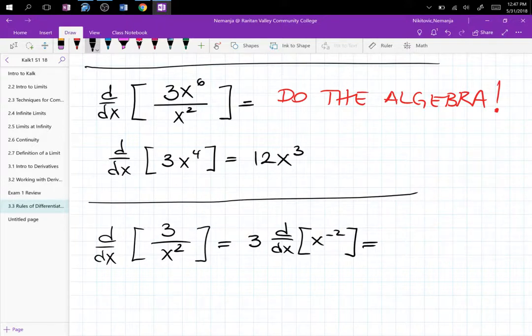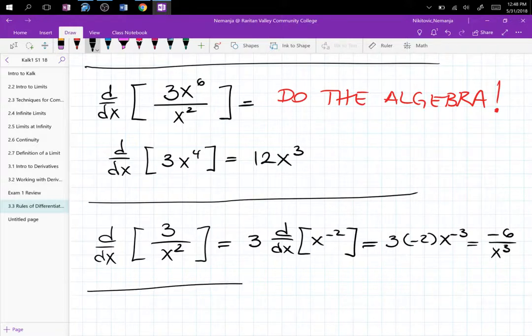For both of these problems, would quotient rule work? Yes, we'll see that next class. Yes, it will work, but it's overkill. You can work out these problems using algebra and then just have the solution. So this is going to be 3 times negative 2x to the negative 3 for the total of negative 6 divided by x cubed. And that would be the derivative of the last problem.